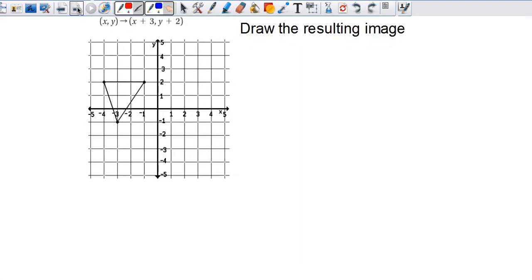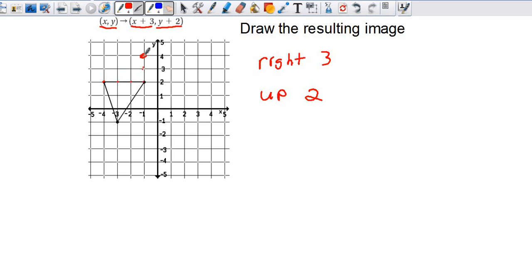So let's do the same thing here, but now we're going to draw the resulting image. They've given us x, y, and the transformation says we're going to go x plus 3 and y plus 2. Well, if it says x plus 3, we're going to go to the right 3. And if it says y plus 2, we're going to go up 2. So for every point in this figure, we need to do the same thing. If I start with this point, we go to the right 1, 2, 3, and then up 1, 2, which puts my point right here.